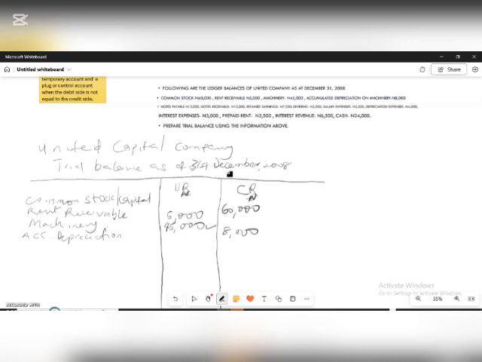If you have your notes to the account, for machinery, note 1, you can say machinery, amount 45,000, less accumulated depreciation. Accumulated depreciation is how much? Just 8,000.